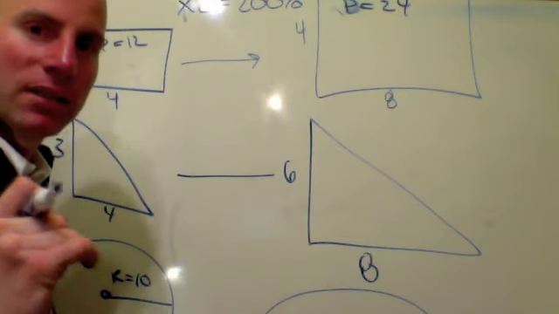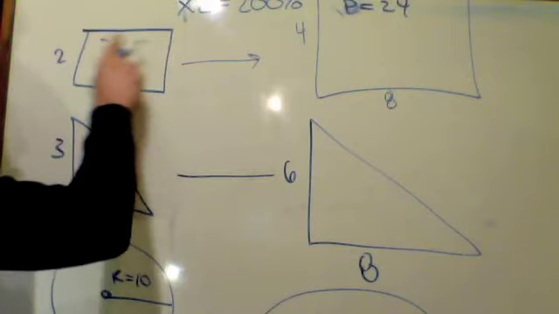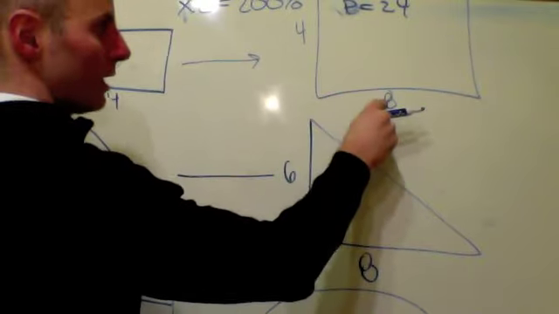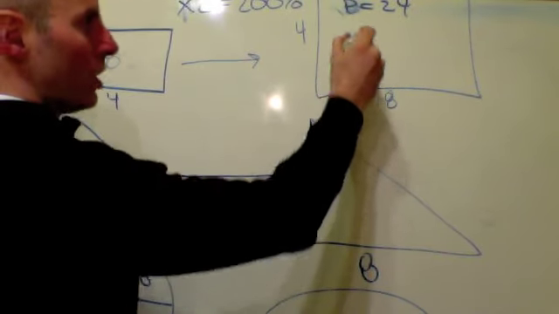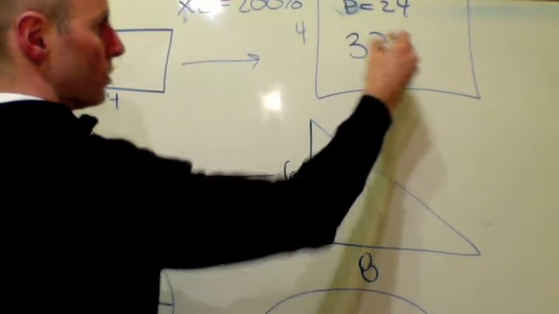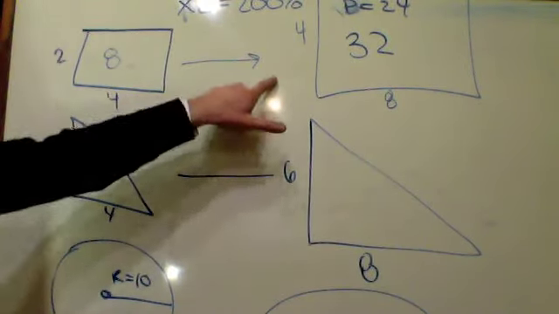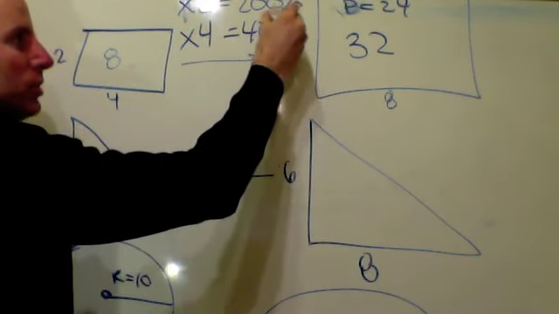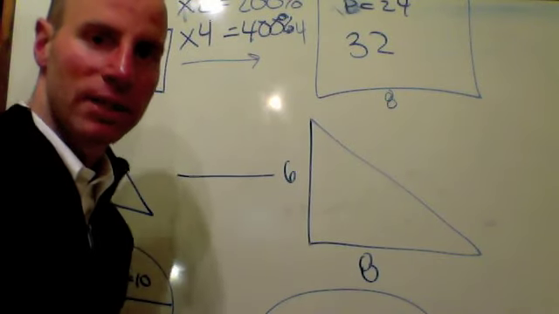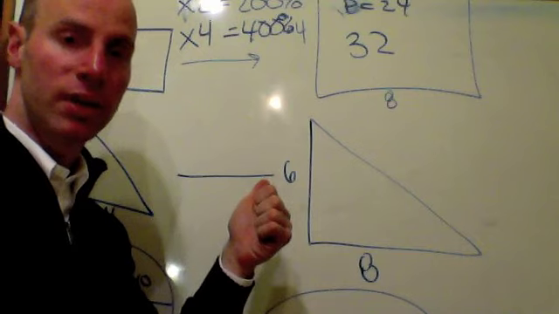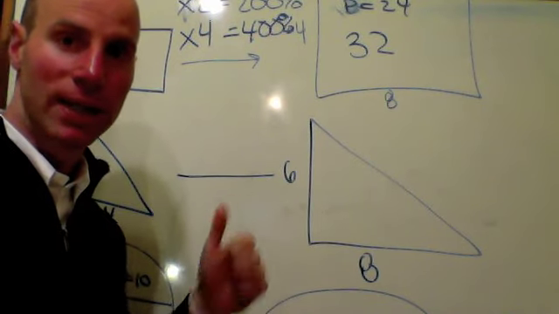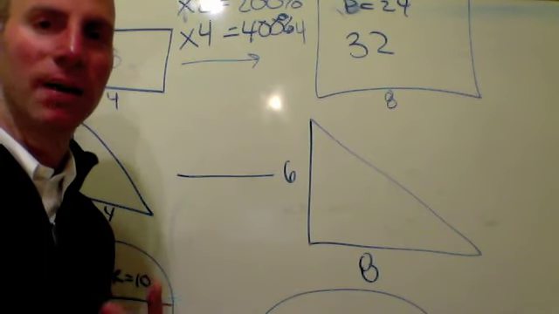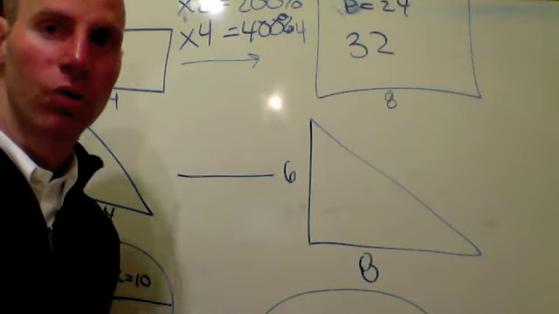Well, area is a little different. Because the area of this one right here is 8, but the area of this one here is length times width, 4 times 8, or 32. So the area has increased 4 times. When I increase something 4 times, I'm actually increasing it 400%. So when I double the size of a rectangle, I increase the perimeter by 200%, or double it. And when I double the dimensions of a rectangle, I increase the area by 400%, or quadruple it.